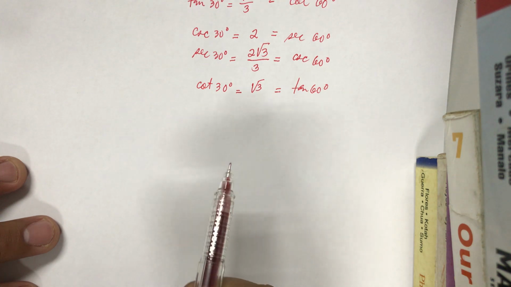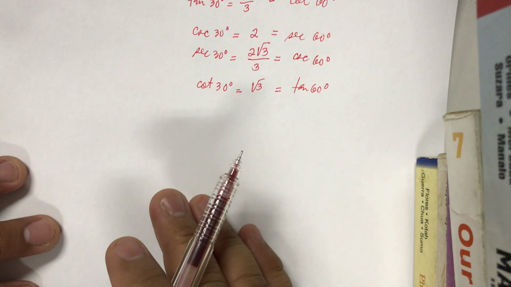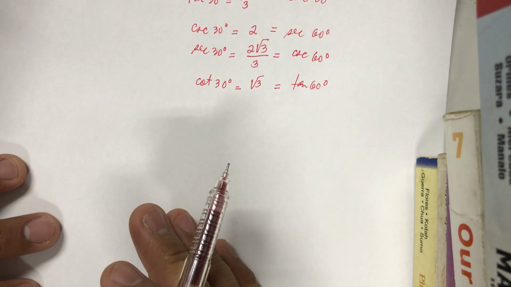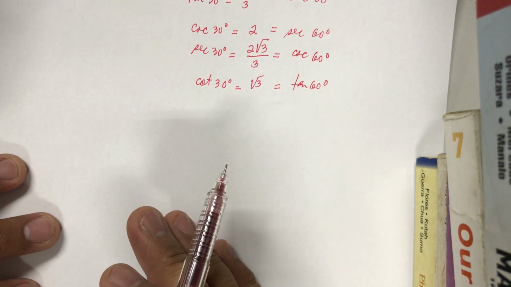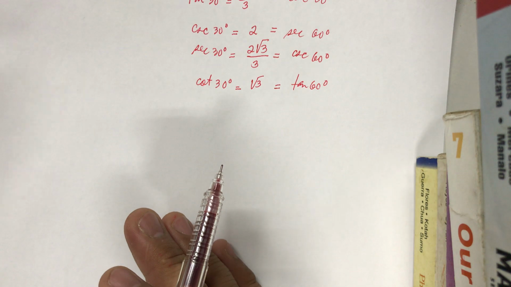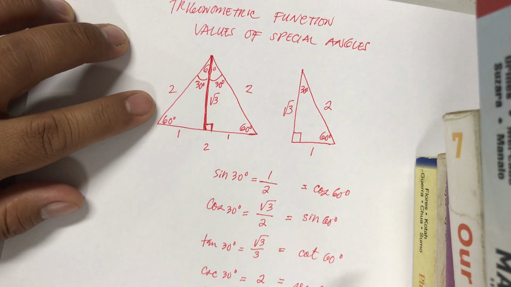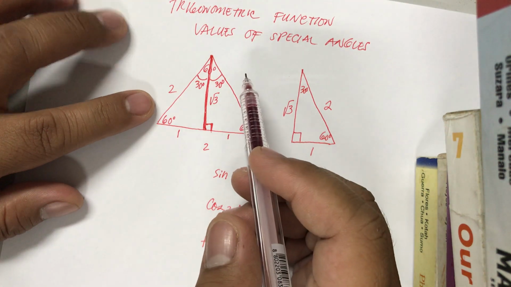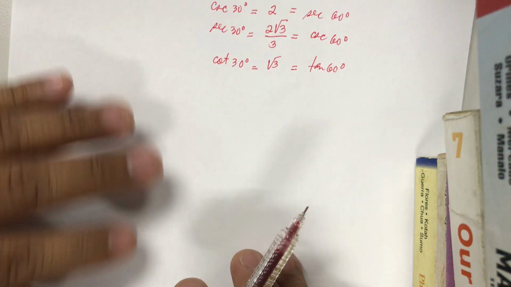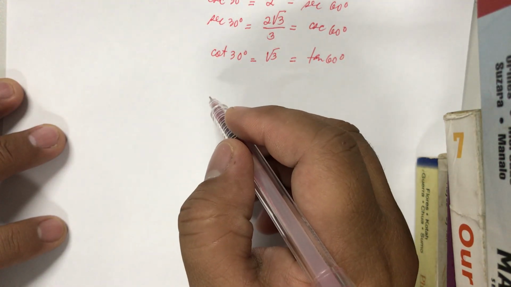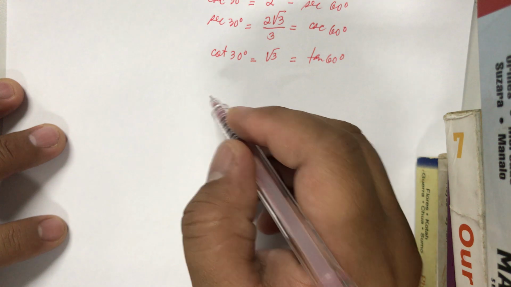Next, 45 degrees. There are 3 special angles: 30 degrees, 60 degrees, and 45 degrees. For 30 degrees or 60 degrees, we use an equilateral triangle and draw a perpendicular bisector. For 45 degrees, we will be using an isosceles right triangle.